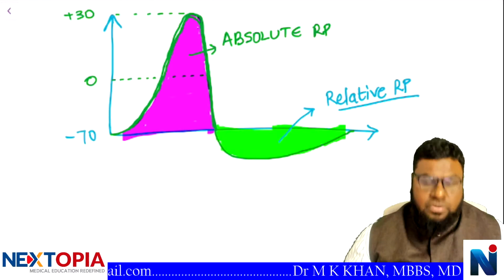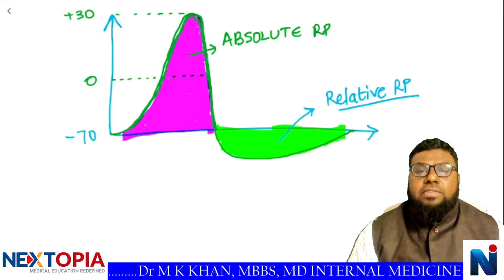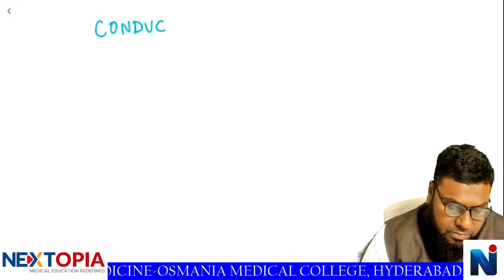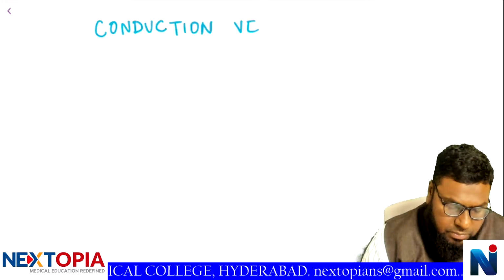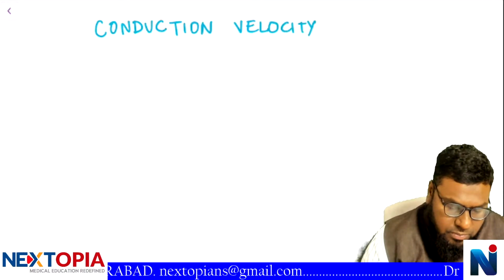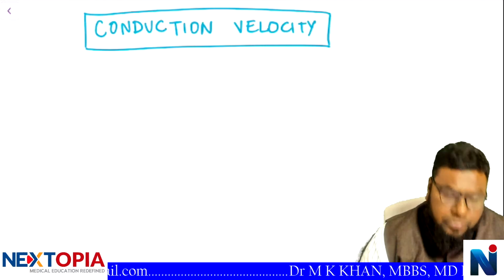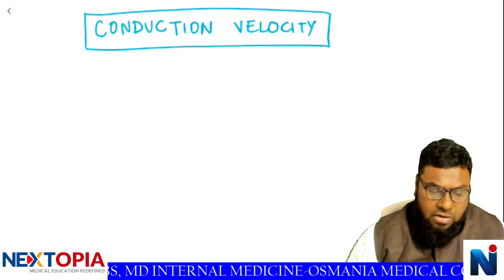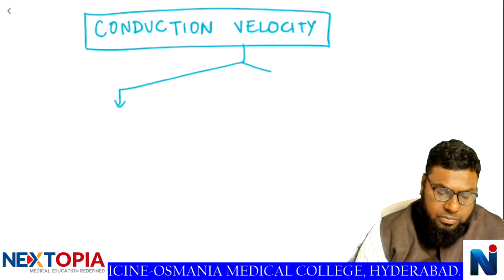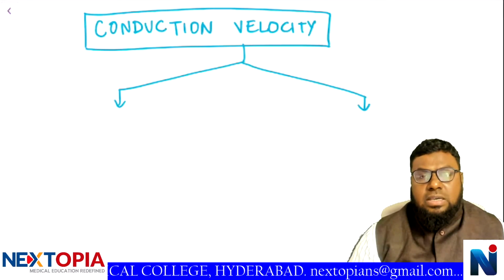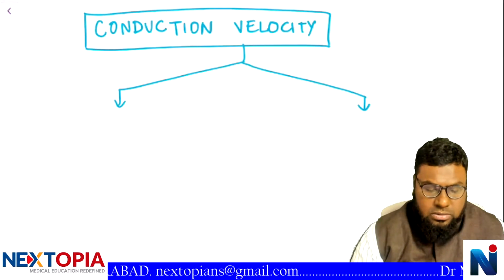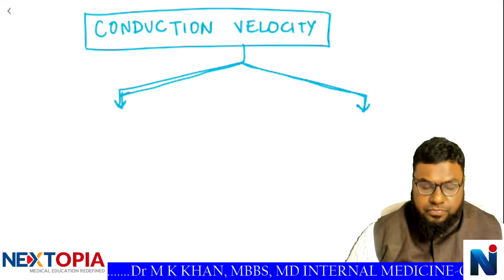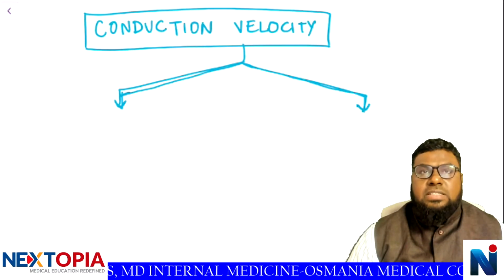We are discussing the properties of action potential. The first property which we discussed was refractory period. The next property we'll try to understand is conduction velocity of the action potential. There are 2 primary factors influencing it. Conduction velocity of action potential is determined by 2 things.